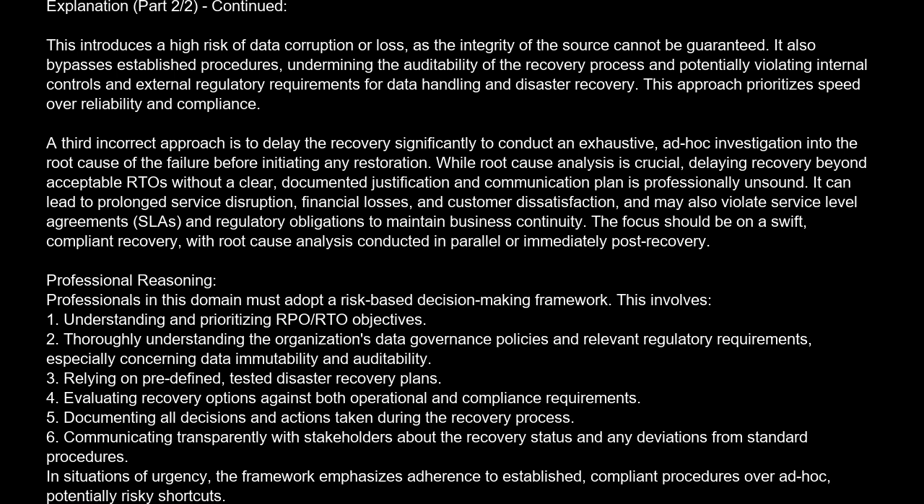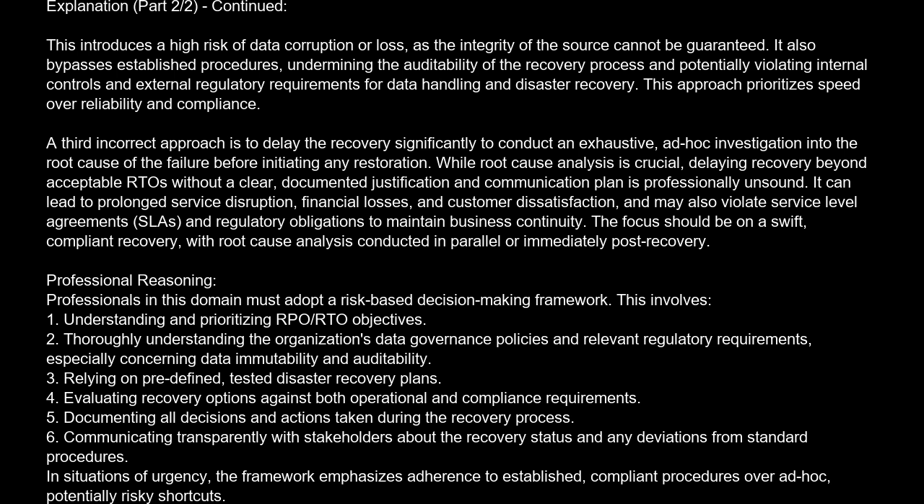A third incorrect approach is to delay the recovery significantly to conduct an exhaustive, ad hoc investigation into the root cause of the failure before initiating any restoration. While root cause analysis is crucial, delaying recovery beyond acceptable RTOs without a clear, documented justification and communication plan is professionally unsound. It can lead to prolonged service disruption, financial losses, and customer dissatisfaction, and may also violate service-level agreements, SLAs, and regulatory obligations to maintain business continuity. The focus should be on a swift, compliant recovery, with root cause analysis conducted in parallel or immediately post-recovery.